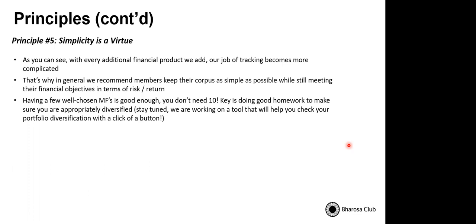Every additional product you do is more work you're going to need to stay on top of. That's why in general at Bharosa Club, we operate under the principle that you should have as few mutual funds as possible to still meet your risk return objectives. And one of the key fears that a lot of people have is diversification. If I have only 2 or 3 mutual funds or 4 or 5 mutual funds, what if 1 or 2 of them do really badly?